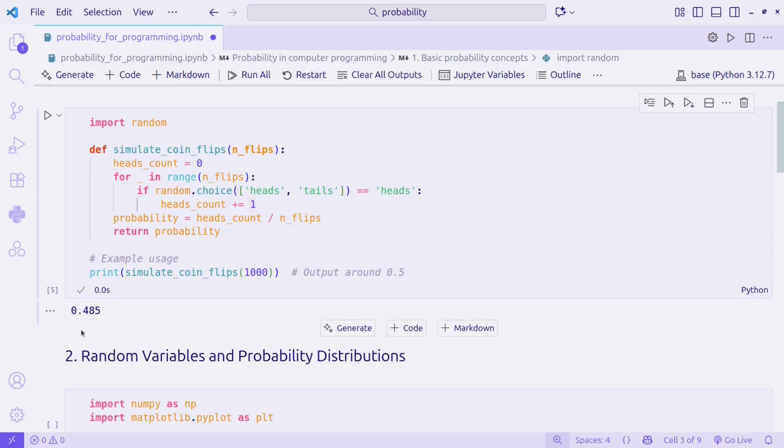Yes, you can see that I'm able to get 0.485, which is a value a bit close to 0.5. So it means that I have 485 heads out of 1000 tosses. Okay. So it means that we are able to do the simulation of the coin tossing.